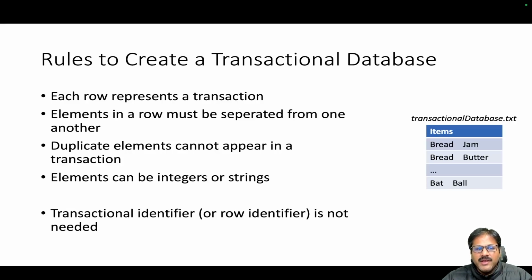Next, elements in each row must be separated from one another with a separator. The separator can be a space, it can be a comma, it can be a tab space. For algorithms in PAMI, we use tab space as the default separator. Then duplicate elements are not allowed in a transaction. And then elements in the transactional database can be integers or strings. If you have floats, we treat them as strings.